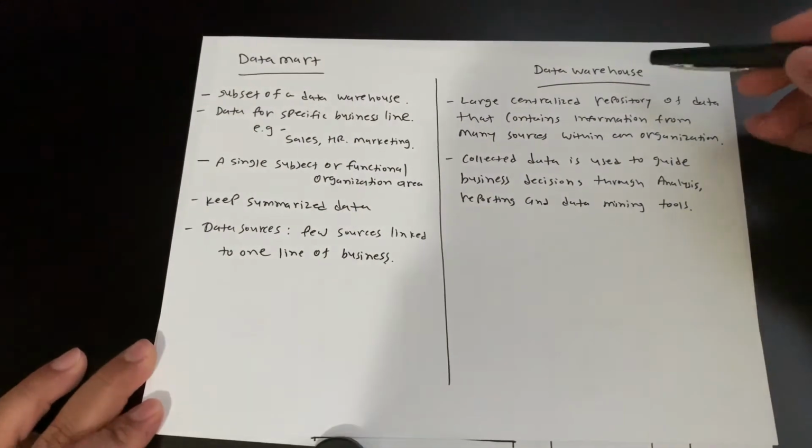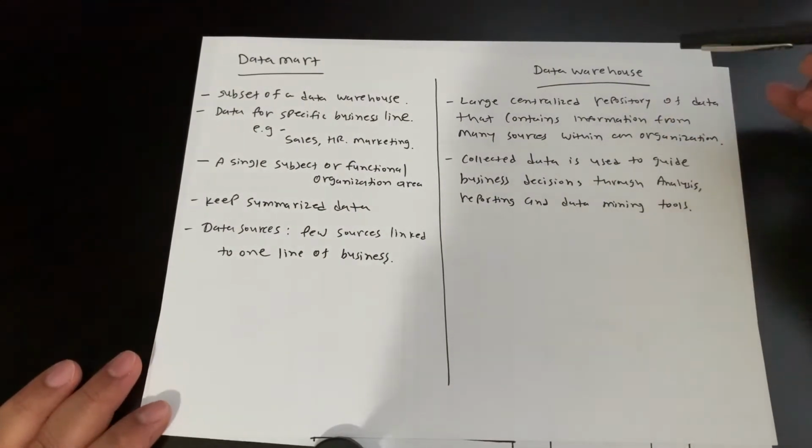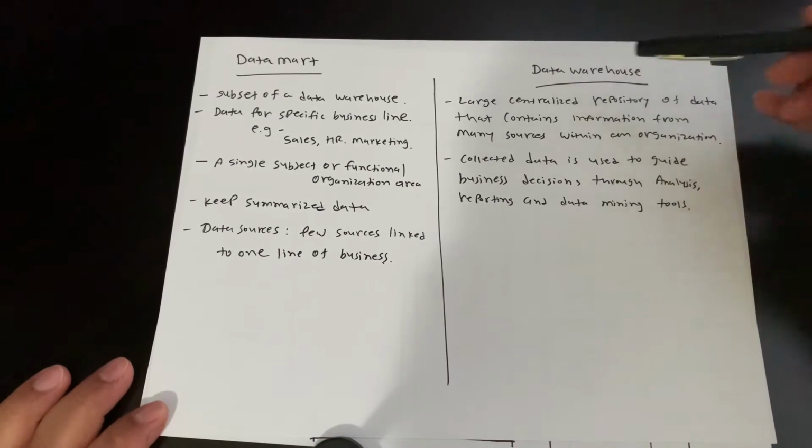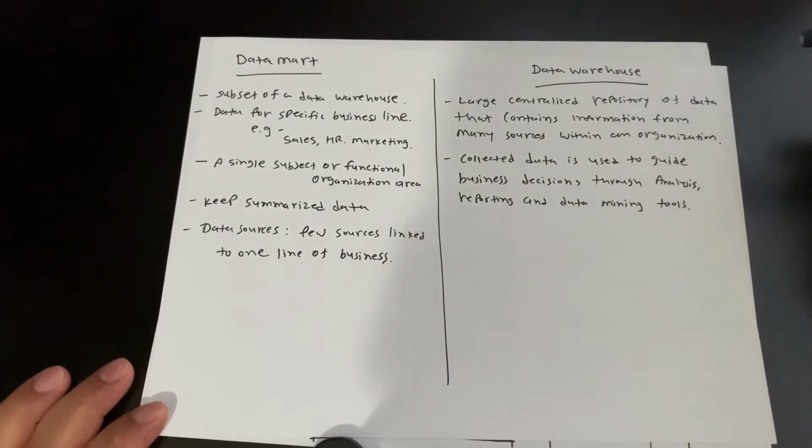In contrast, a data warehouse is a large centralized repository of data that contains information from many sources within an organization. So it is large compared to a data mart, obviously, and it contains all information from many sources. So it's not only a specific few sources or any one source. It has many sources within an organization.